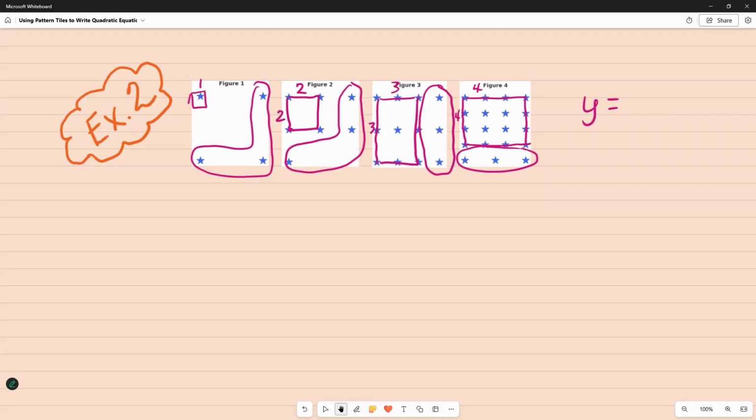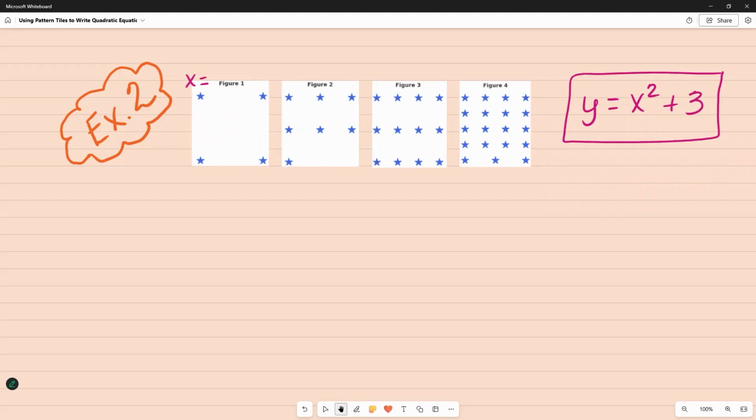So y is going to be x squared because I see that each figure is being squared. And then I'm adding 3. So that will be my final answer. So now we're just going to do it the other way. So my figure numbers are going to be my x values. And then my y values are going to be the number of stars that I see for each figure.